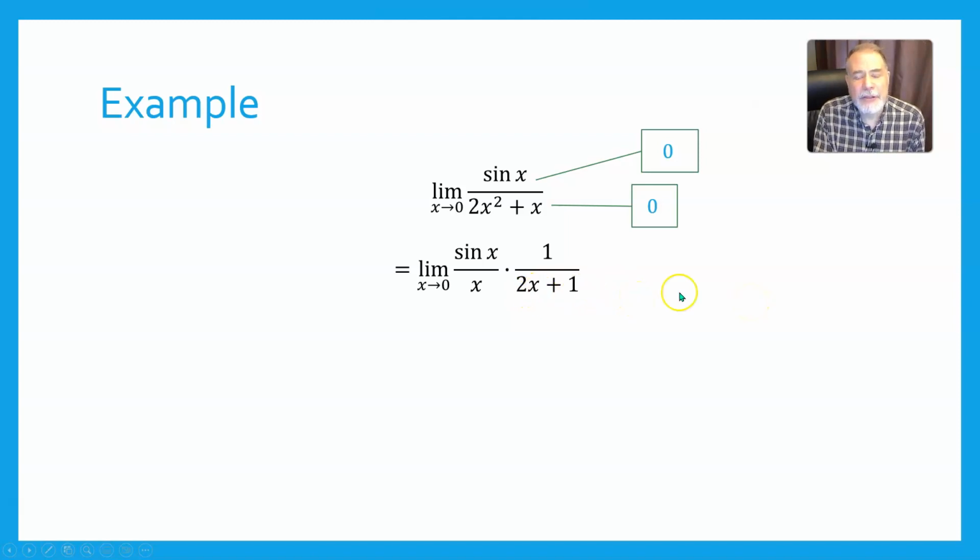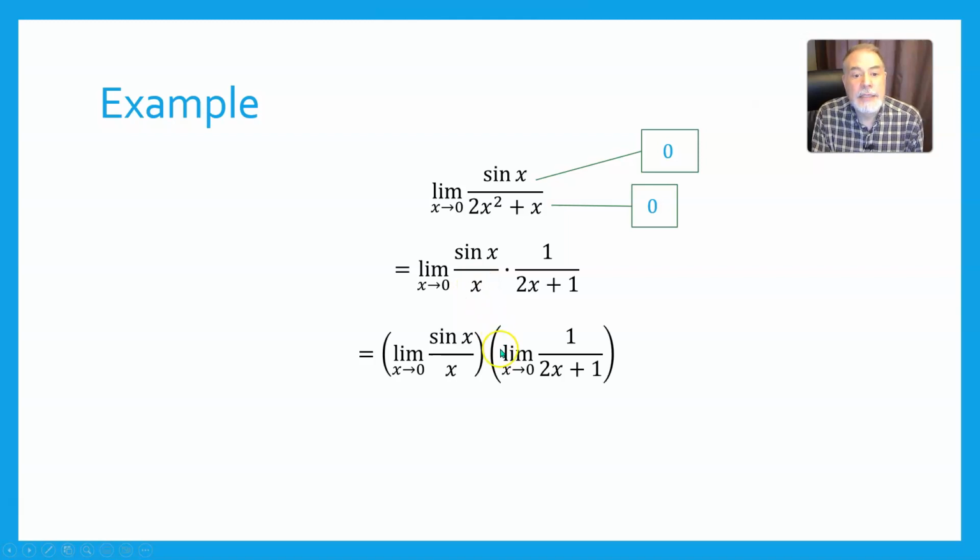And now use the fact that the limit of a product is the product of the limits. Break it up into the limit of sine x over x times the limit of 1 over 2x plus 1. We know that the limit of sine x over x is 1. And then as x approaches 0, 1 over 2x plus 1 would be approaching 1 over 0 plus 1. That is 1. And so the limit of the whole thing is 1 times 1, which is 1.